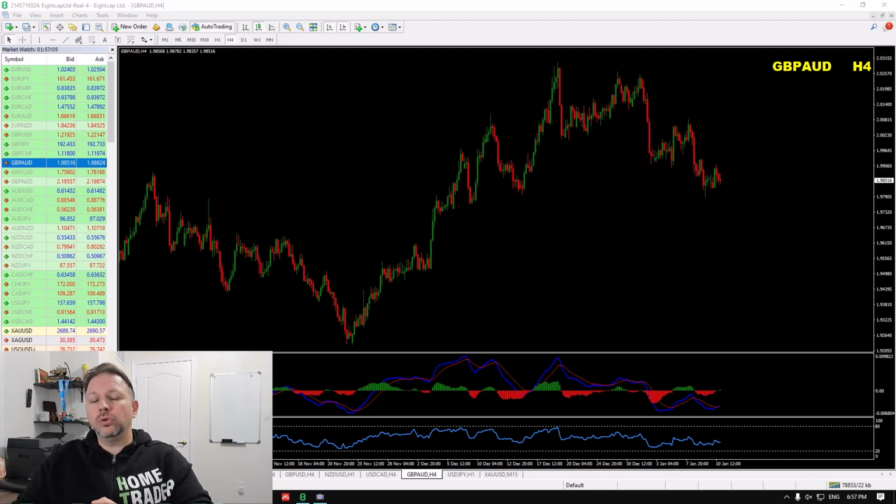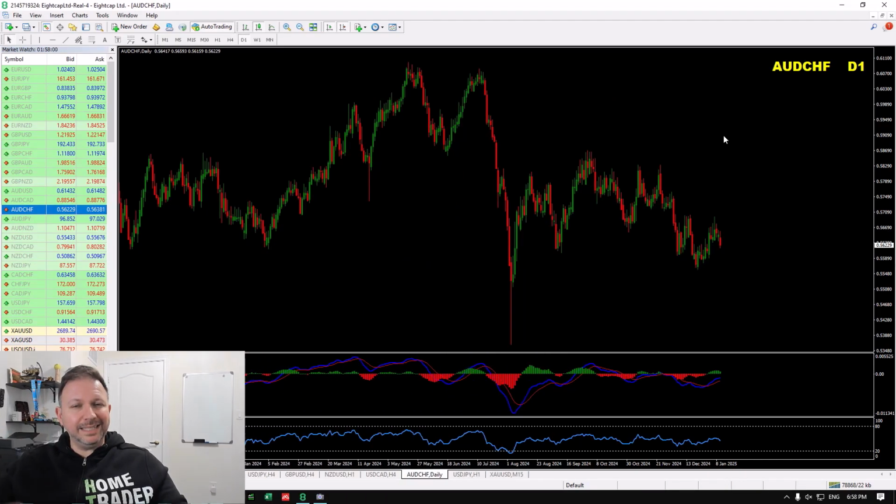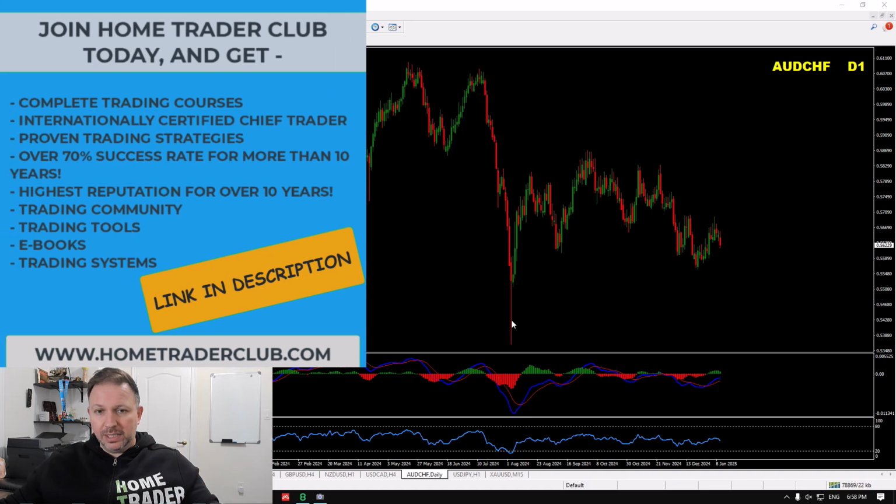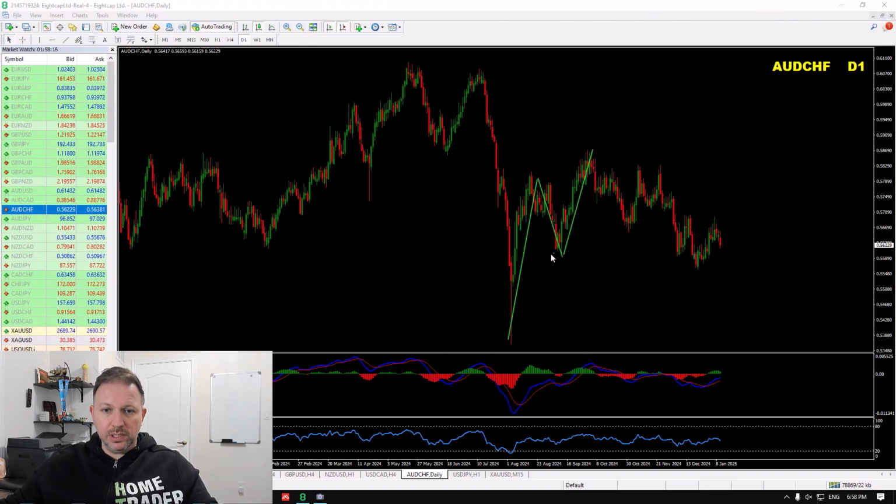Now let's take a look at the next example, and this time I want to take a look at the buys. Let's take a look at Aussie franc for the buy. So step one, as I said before, you would want to look at the lows in an uptrend. So we got these two waves to the upside with this low playing a significant level.